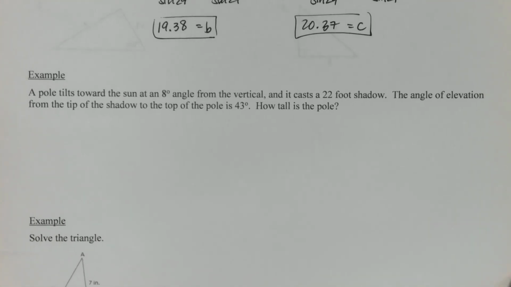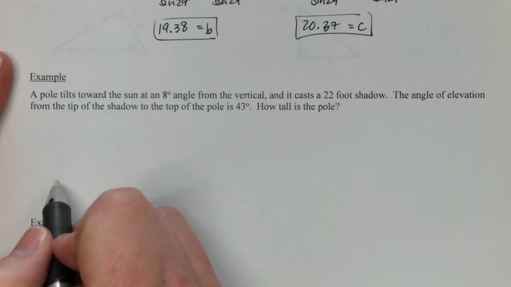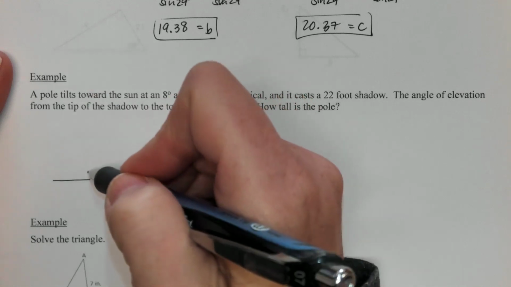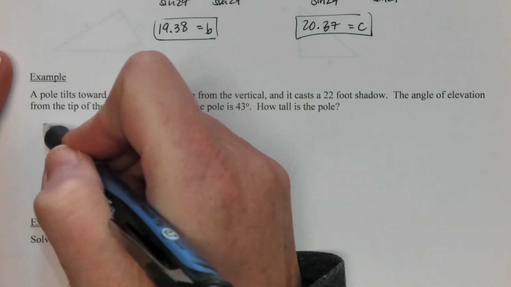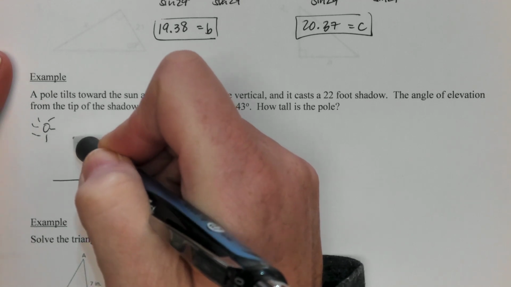Do a word problem here quick. It says a pole tilts towards the sun at an 8-degree angle away from the vertical, and it casts a 22-foot shadow. So here's the ground. My pole, well, let's draw the sun. I am leaning towards the sun 8 degrees.